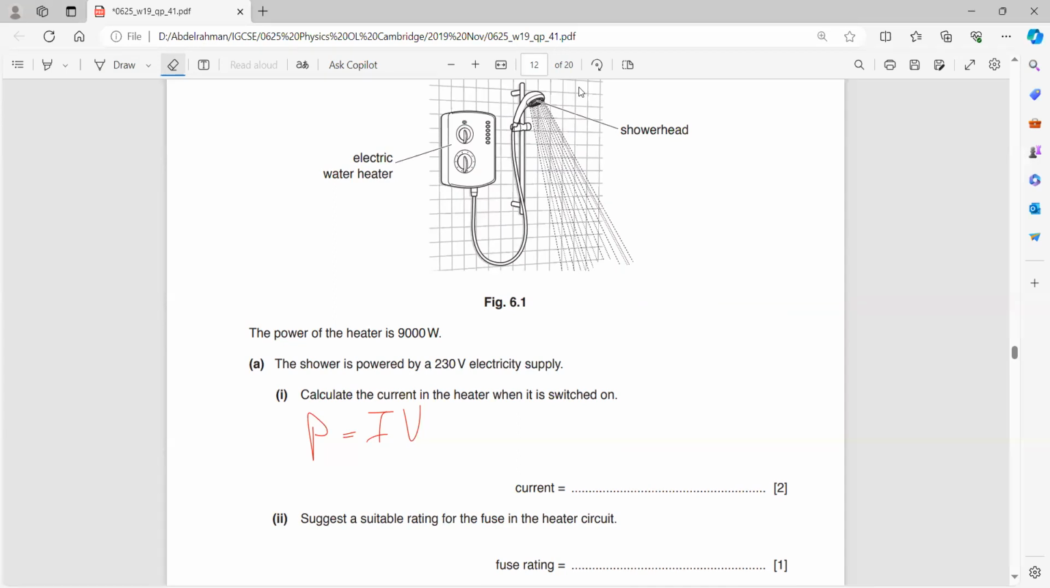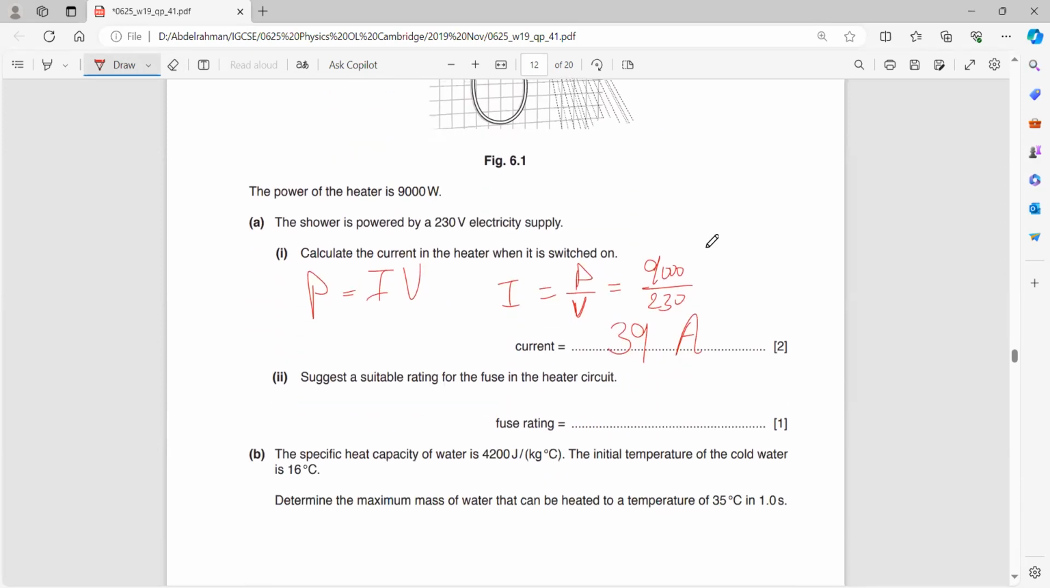يلا هنعمل rearrange. I equals P over V. يلا الباور كام؟ 9000 واتس، والفي 230 فولتس. يلا نحسبها ازاي؟ 9000 divided by 230 هيديني كام؟ هيديني 39. What's the unit هنا بسرعة؟ Ampere. امبيرز طبعا. تمام.